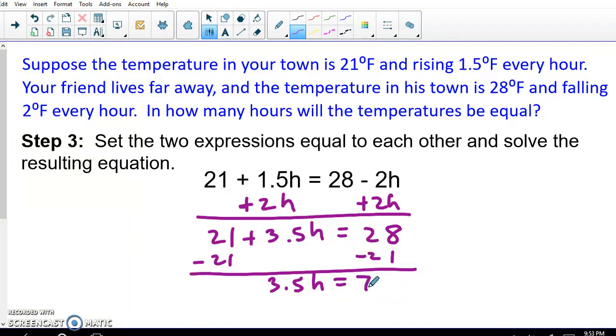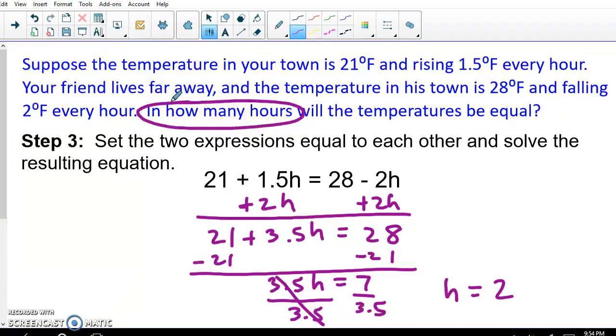equals 7. And now to isolate h, I'm going to undo this multiplication. So I'm going to divide by 3.5 on both sides, because that will cancel to 1. And 7 divided by 3.5 is 2. Since h equals 2, that's answering for me in how many hours will the temperatures be equal. So the temperatures will be equal in 2 hours.